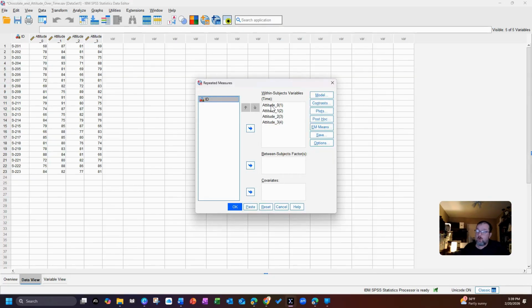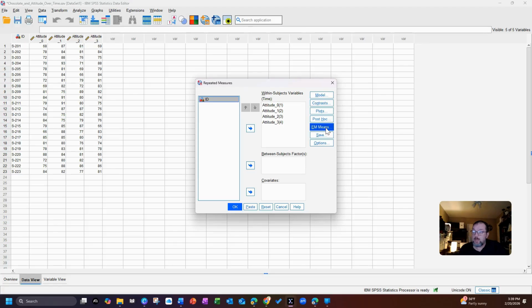I'm assigning the 4 attitude variables in chronological order. So I went attitude 0, 1, 2, 3. That's a baseline, and then 5 minutes, and then 1 hour, and then 4 hours.